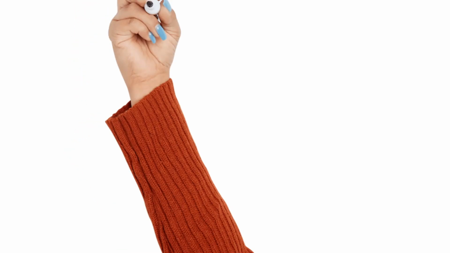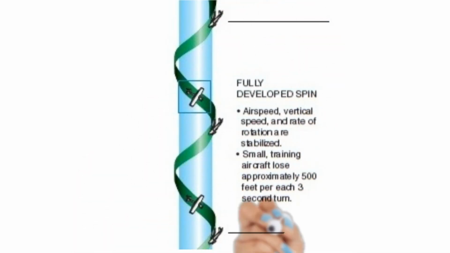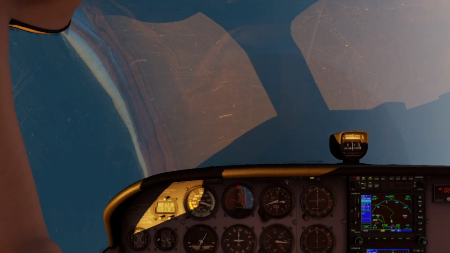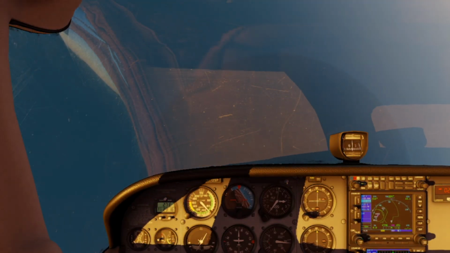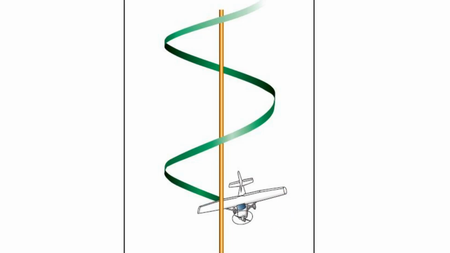The developed phase begins when the aerodynamic forces are in balance. The spin stabilizes in this phase, with the aircraft maintaining a consistent rotation. The nose remains below the horizon and the aircraft descends in a spiraling motion. At this point, recovery actions are required in order to exit the spin.